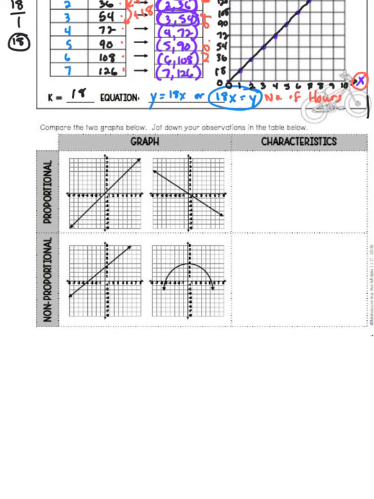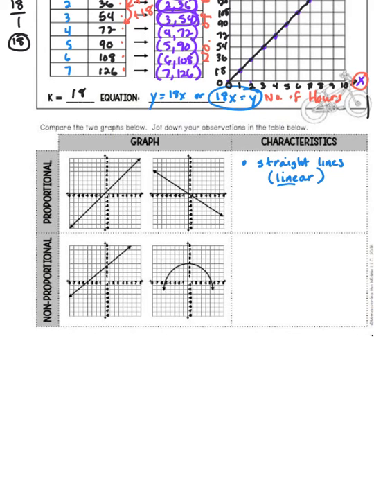Well, hopefully you've noticed that they're both straight lines. So we're going to put straight lines. And there's a word for that in math, and we refer to it as linear. It actually has the word line in it, but we say linear.